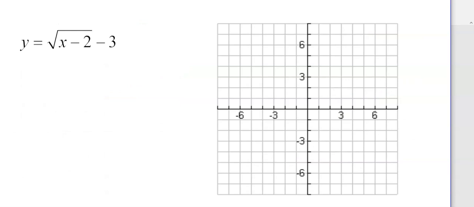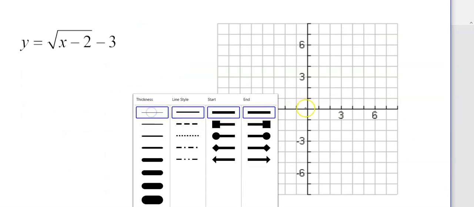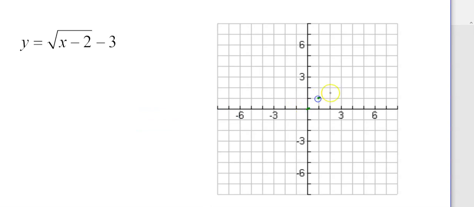Okay, two things are happening with this function. First, let's graph our parent graph, (0, 0), (1, 1), (4, 2). And inside the parentheses, it's moving it to the right 2 units, and outside it's moving it down 3 units. So every point moves 2 units to the right and 3 down. That's the vertex. 2 units to the right and 3 down.